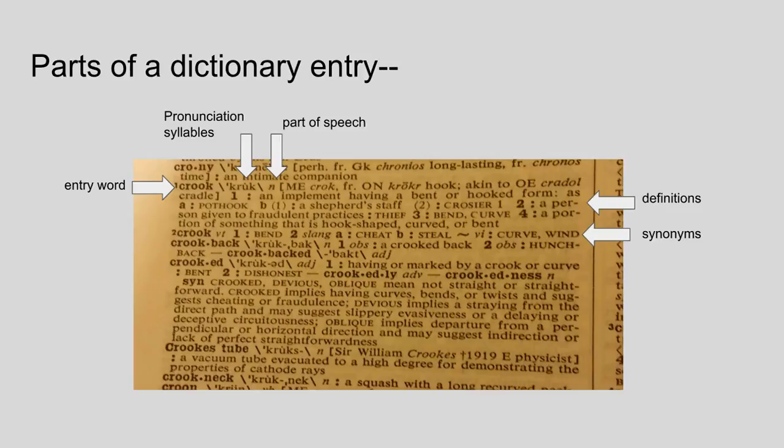Parts of a dictionary entry. We have marked with the arrows some parts for the word crook. We have the entry word crook. We have the pronunciation, the syllables, the part of speech, which in this case is a noun, and then there is another one below that is a verb. And we have several definitions for the word crook.